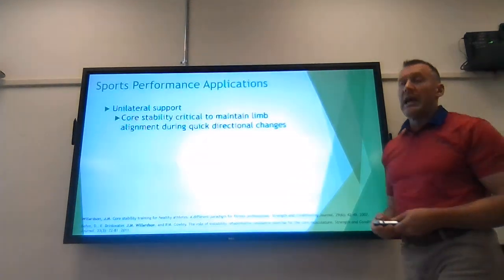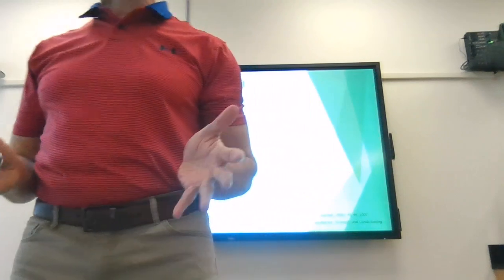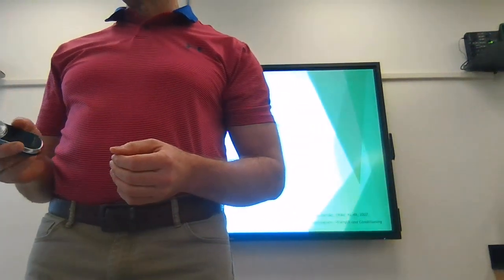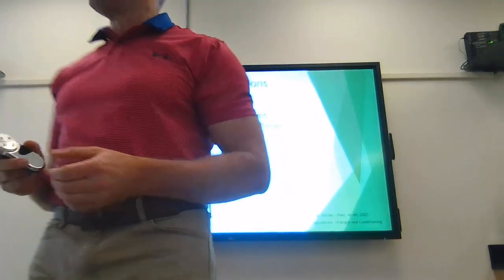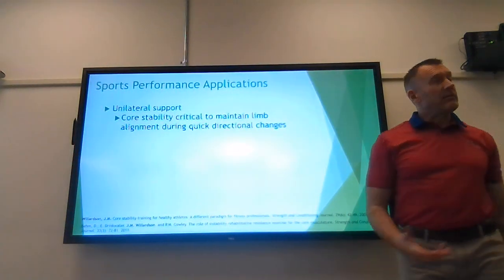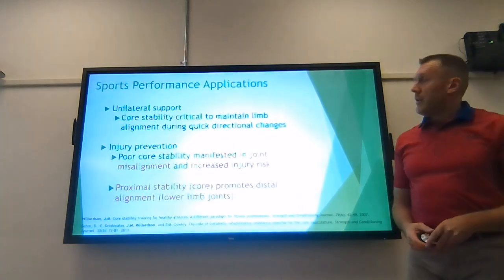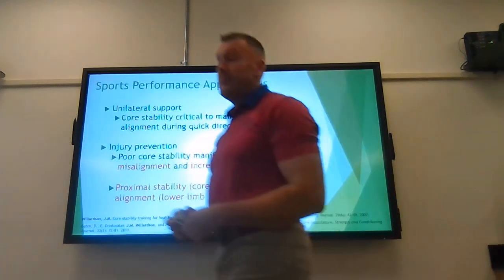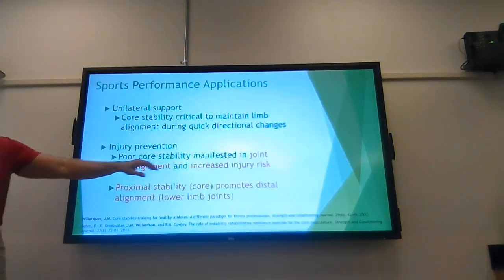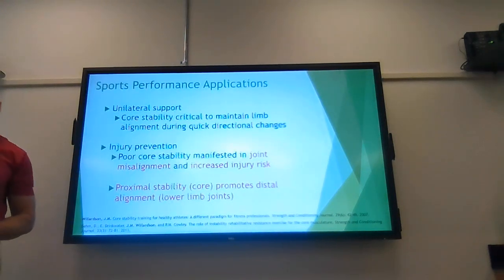Unilateral support. Athletes are not always doing skills on both legs, so they have to be effective in balancing on one leg. This is where being able to stabilize the pelvis, the lumbopelvic area, is really important. Okay, so injury prevention. One of the key causes of injury is misalignment of joints.